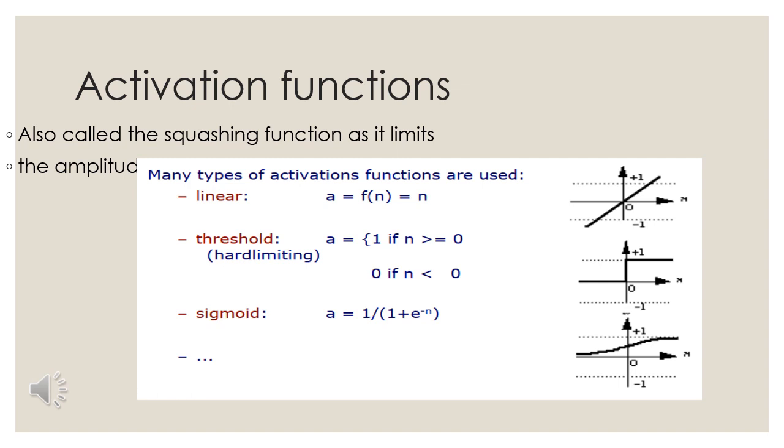Next we have the threshold, which is known as the hard limit. So a is equal to 1 if n is greater than 0, and 0 if n is less than 0. And next we have the sigmoid, which is equal to 1 upon 1 plus e to the power minus n. And we have more functions, known as tanh, ReLU and others. We need to apply the activation function to our neural network.